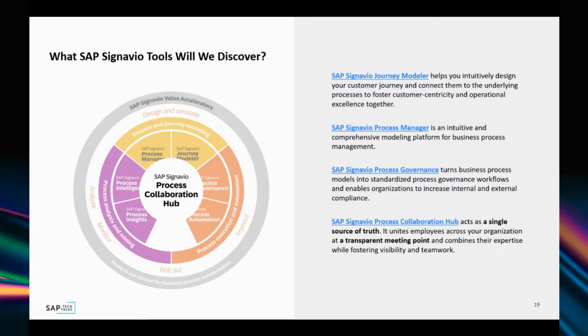And then we have SAP Signavio Process Collaboration Hub, which acts as a single source of truth. It unites employees across your organization at a transparent meeting point and combines their experience while fostering visibility and teamwork.